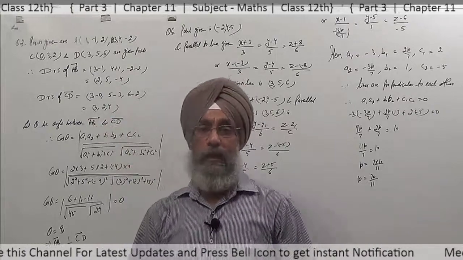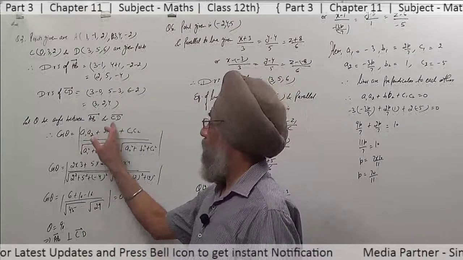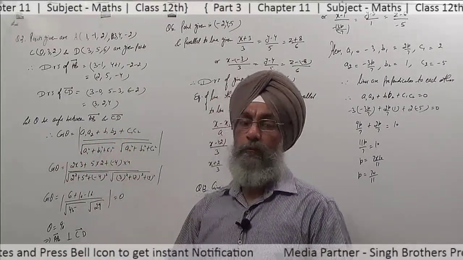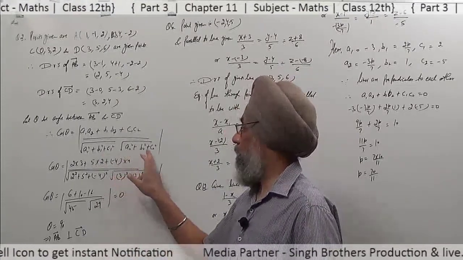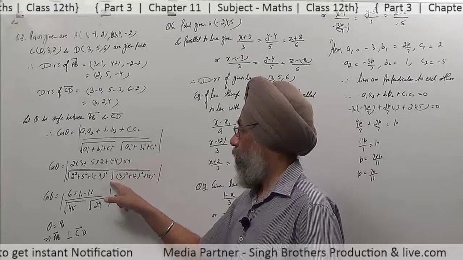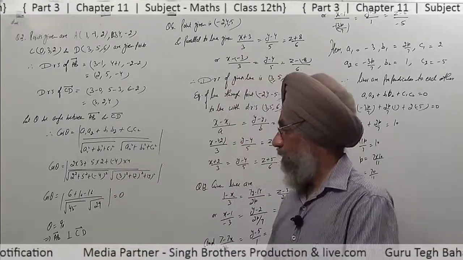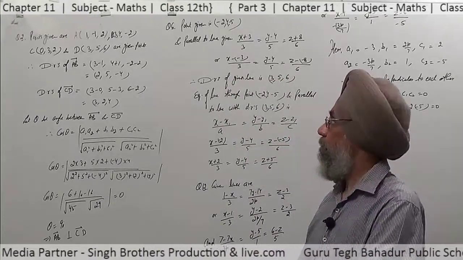Let us consider an angle theta between the vectors AB and CD. So cos theta is (a1 a2 plus b1 b2 plus c1 c2) upon square root of (a1 square plus b1 square plus c1 square) into square root of (a2 square plus b2 square plus c2 square). Placing the values here and solving, what do we get? We get 0. Now cos theta is 0, it means that theta is 90 degrees. So AB is perpendicular to CD, that we had to show here.